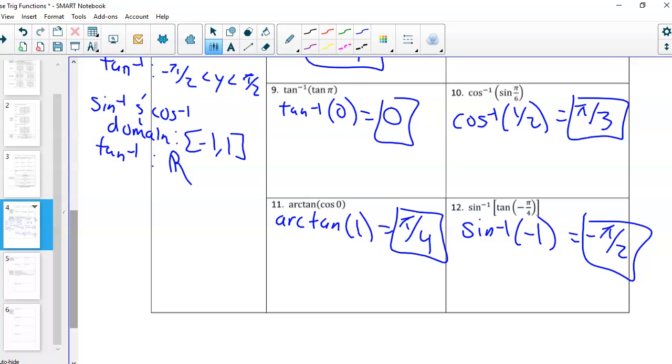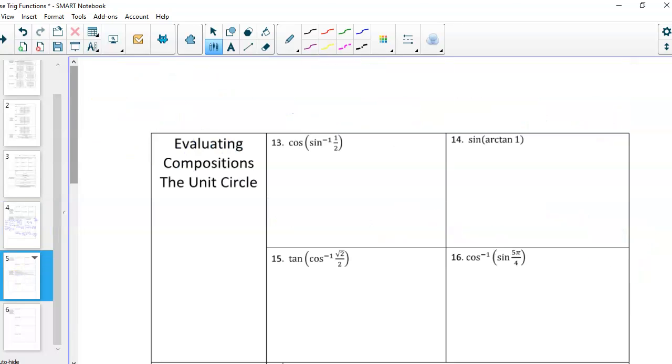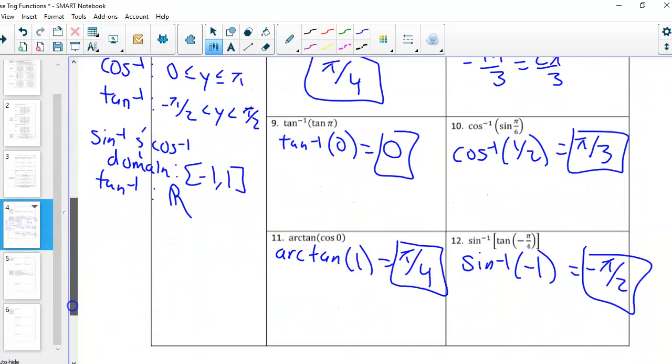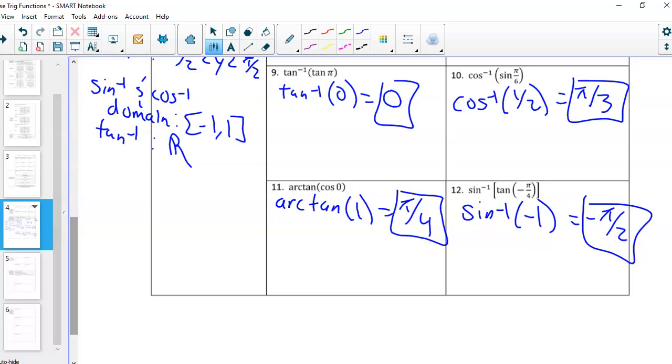Okay, so you're evaluating the inside first and then the outside. Questions on these? For number 12, could you have also said 3 pi over 2? No, because 3 pi over 2 is not in your range. To get to 3 pi over 2, we have to start at 0 and go all the way around.